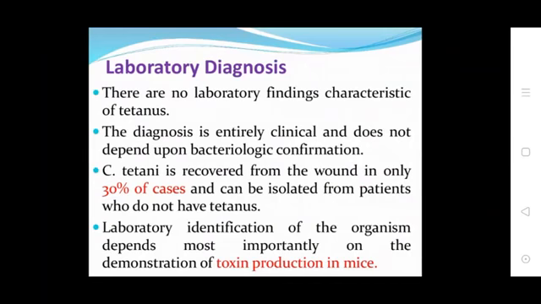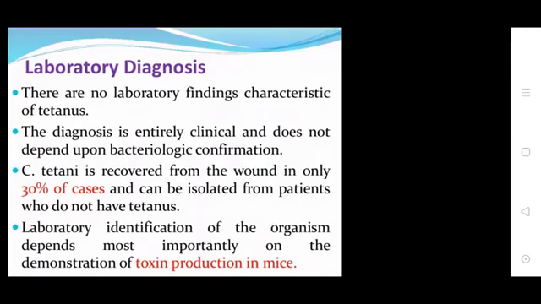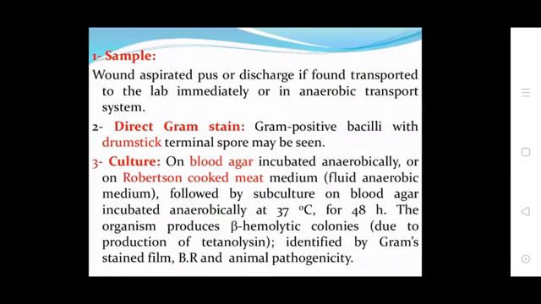Laboratory diagnosis. There are no laboratory findings characteristic of tetanus. The diagnosis is entirely clinical and does not depend on bacteriological confirmation. C. tetani is recovered from the wound in only 30% of cases, and can be isolated from patients who do not have tetanus. Laboratory identification of the organism depends most importantly on demonstration of toxin production in mice. Samples such as wound aspirate or pus discharge should be transported to the lab immediately or in an anaerobic transport system.